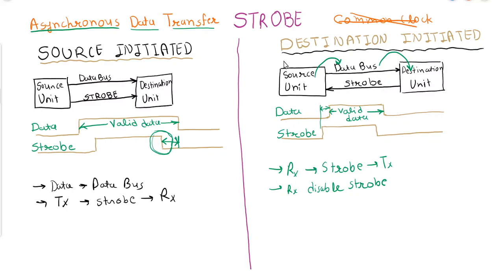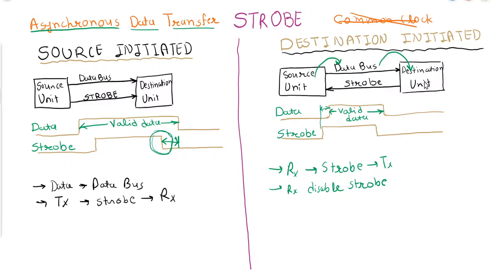Here, what can be the problem? In source initiated transfer, the source will never determine whether the strobe is received by the destination or not. If the source is of very high speed, it will transfer the data at high speed and disable the strobe, assuming that the data is read by the destination. But it may be possible that due to slow processing speed on the destination side, all the data from the data bus may not be retrieved. So this can be a problem in source initiated transfer.